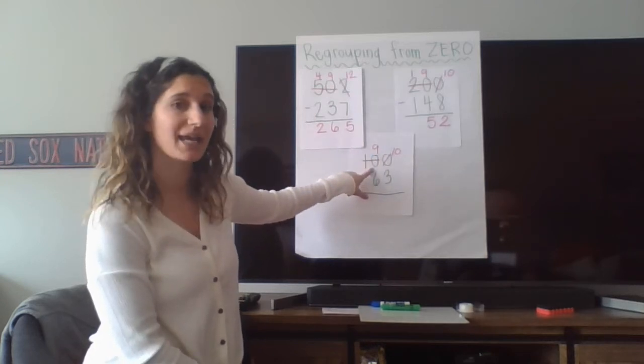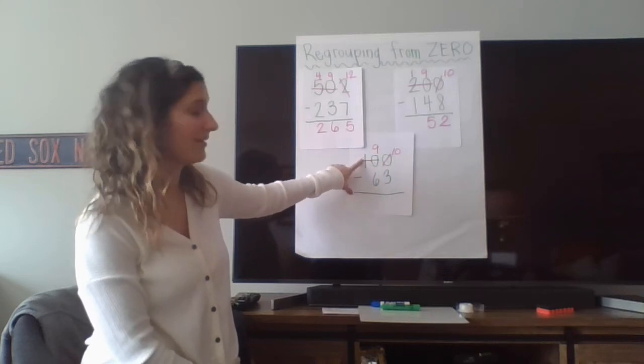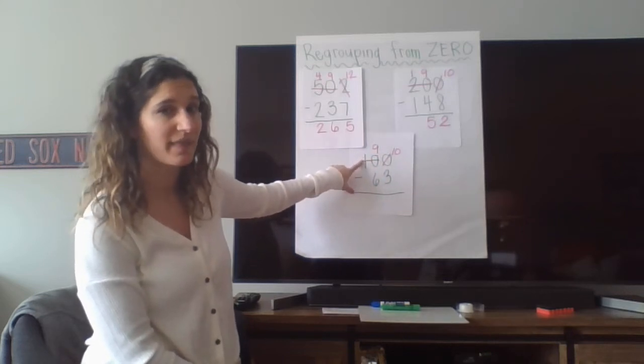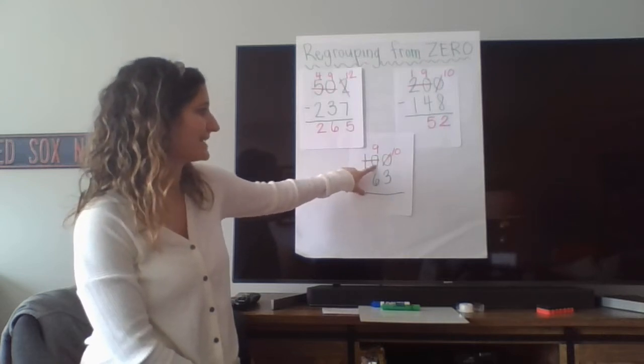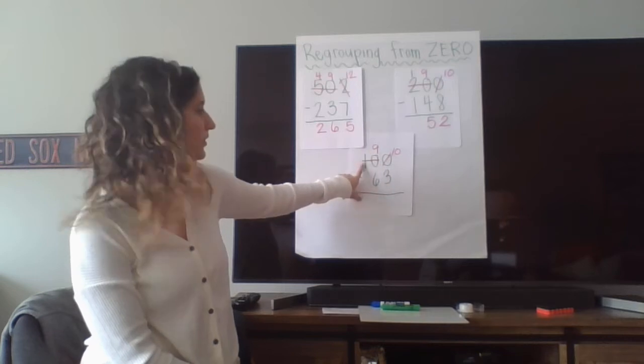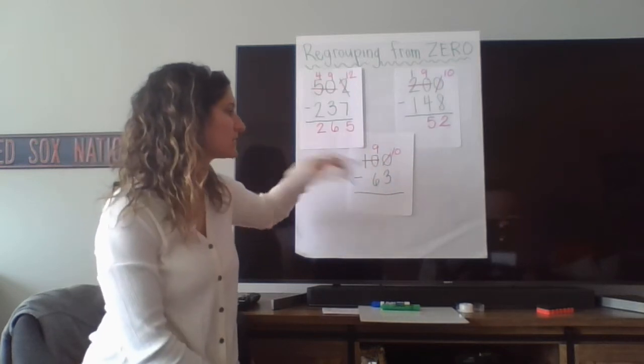Because instead of 10 tens, I now have 9 tens, which leaves nothing left in my hundreds place. That can be a little tricky, so make sure when you have 10 tens and you regroup it for 9, there's nothing left in your hundreds place. All right, my problem's ready to solve.